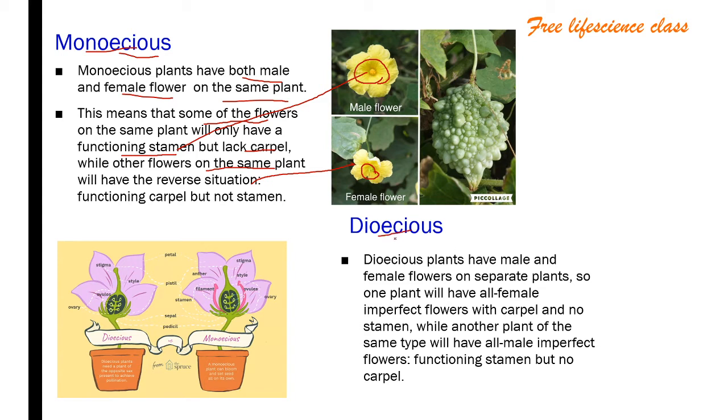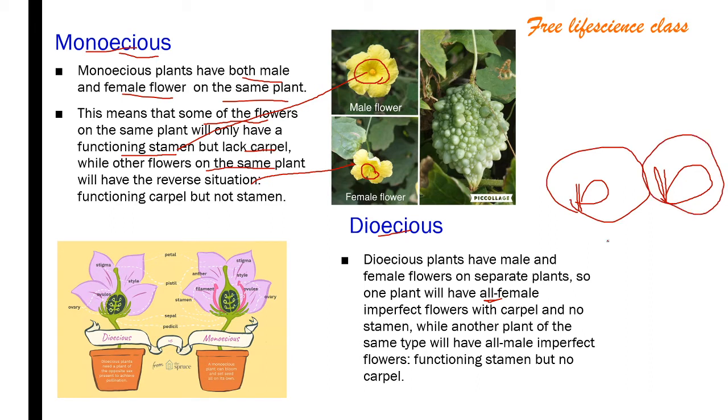And about dioecious, what is dioecious? Dioecious plants have male and female flowers on separate plants. Okay, so there are two separate plants, and one will possess female flowers and one will possess male flowers. So one plant will have all female flowers, and the other plant will have all male flowers.